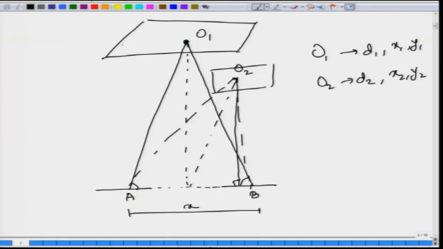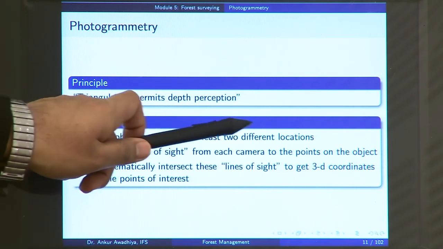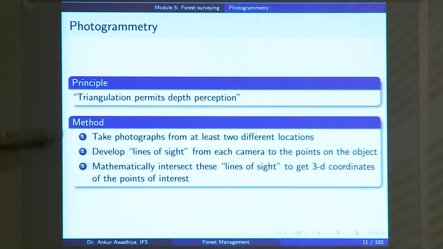Now, how does this method of photogrammetry work? You take photographs from at least two different locations and develop lines of sight from each camera to the points on the object. And then you mathematically intersect these lines of sight to get 3D coordinates of the points of interest. So this is what we just discussed. These photographs need to be taken from at least two different locations, and once you have those, you develop lines of sight from each camera to the points on the object, and you figure out the distance of those points from the camera by mathematically intersecting the lines of sight to get the 3D coordinates of the point of interest.